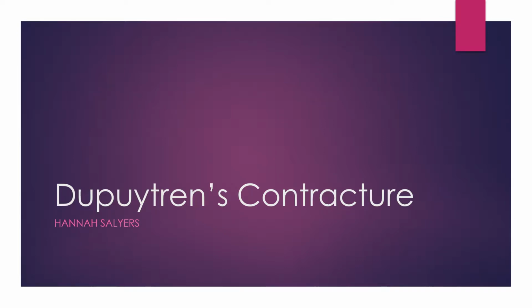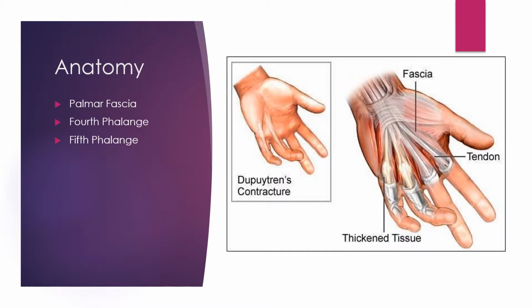Dupuytren's contracture. Anatomy includes the palmar fascia and the fourth and fifth fingers.